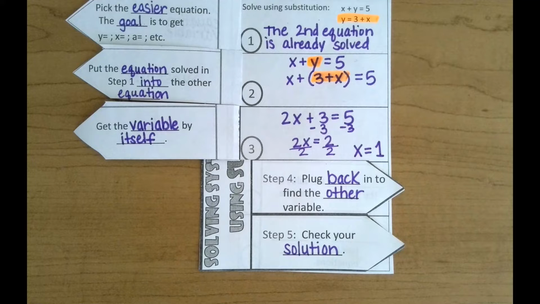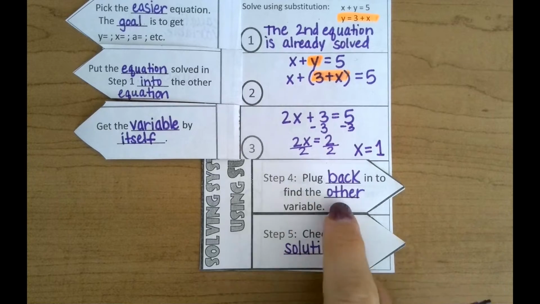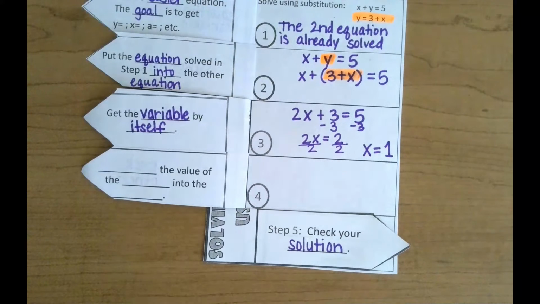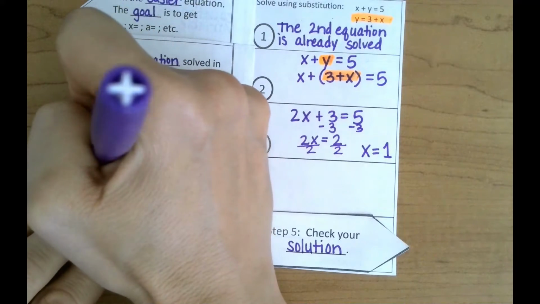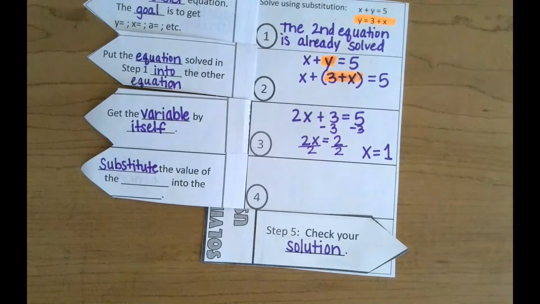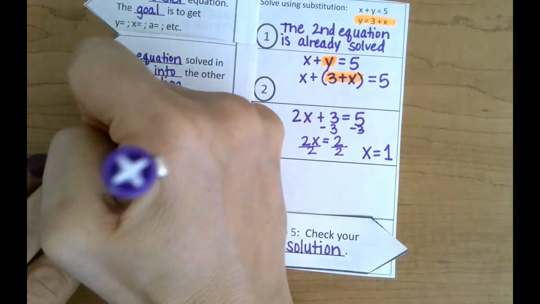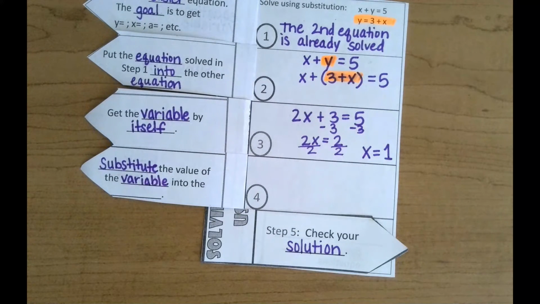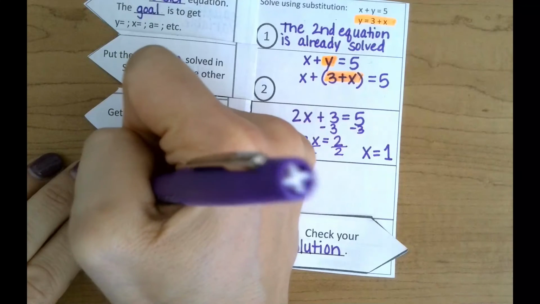Remember, we need to find the ordered pair. So we know x equals 1. Step 4, plug back in to find the other variable. So open up step 4. This one, we want to substitute the value of the variable into the equation.